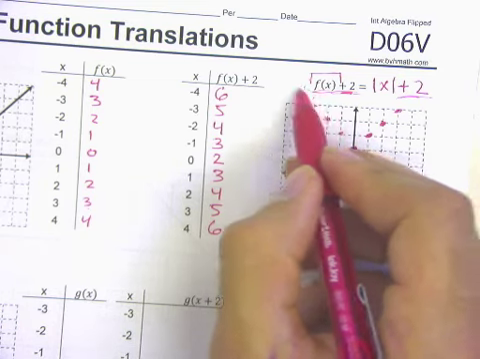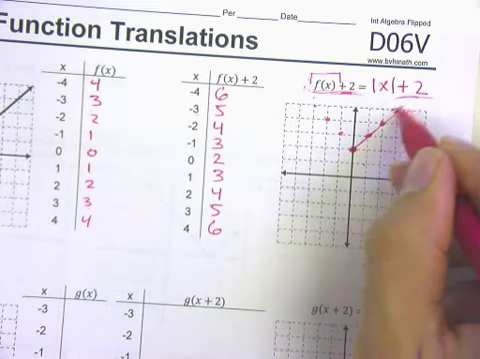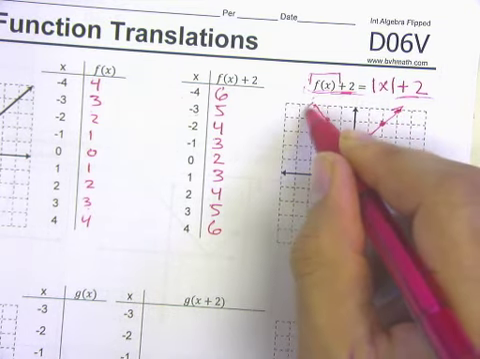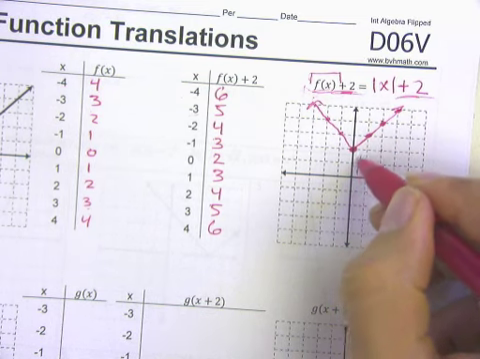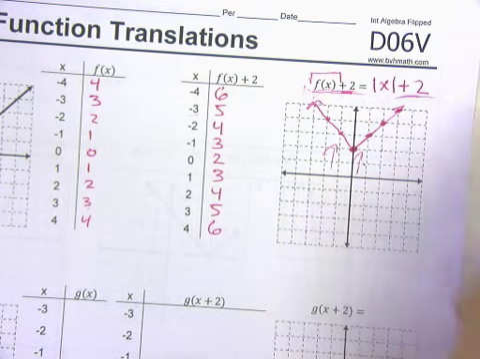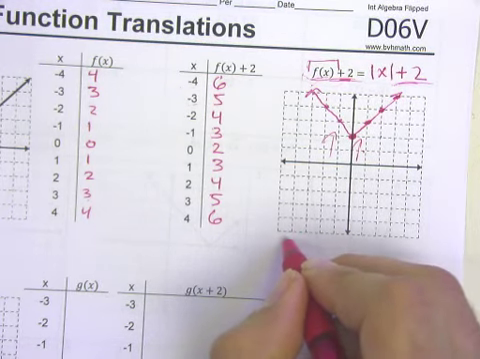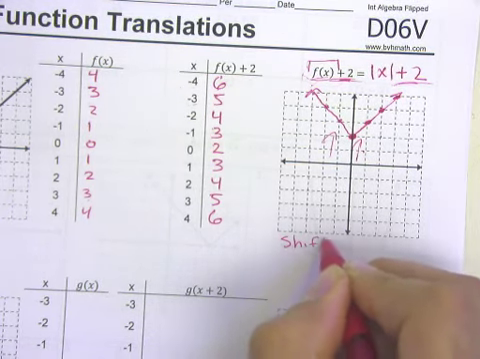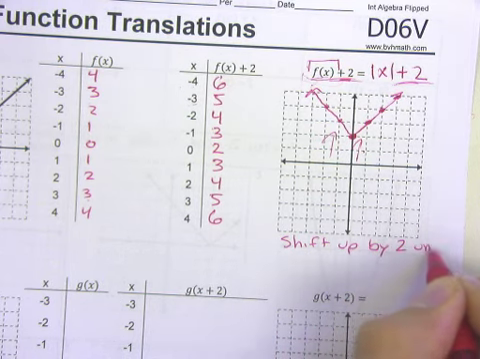function, when we add it after the function is applied, effectively what happens is every single point on our function, our entire function, moves up. It shifts up from the original position by 2 units. So we would describe this as a shift up by 2 units.